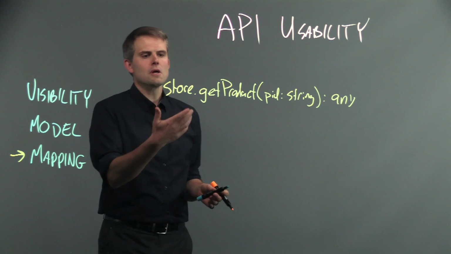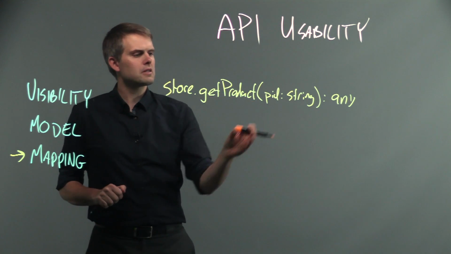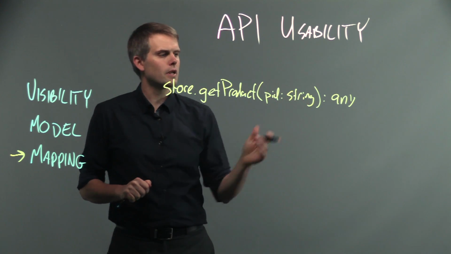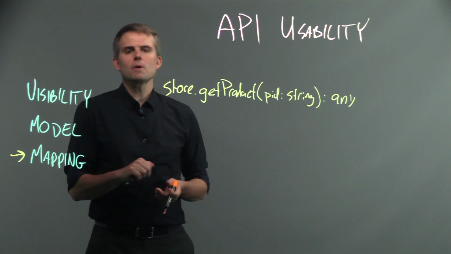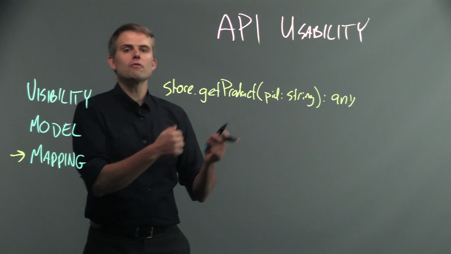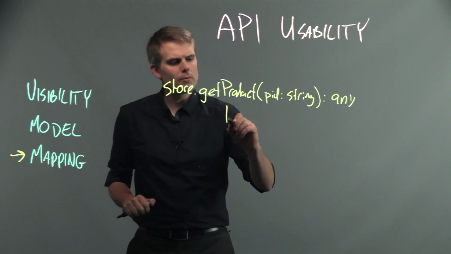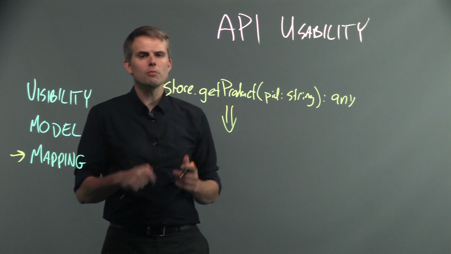And in this case, the API just says, hey, we have getProduct. It takes a PID, which we probably define as being a product ID, that's a string, and it returns an any. It gives us some kind of object back, or some kind of variable back, but we don't know what it is. Right? But alternatively, we could provide much more detail here, with a very simple change.